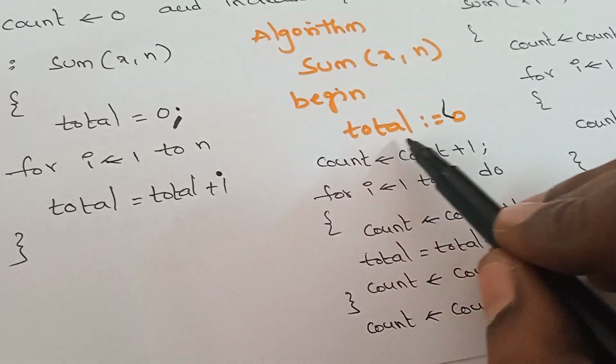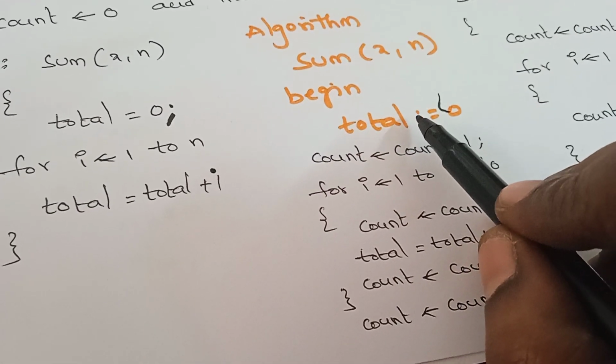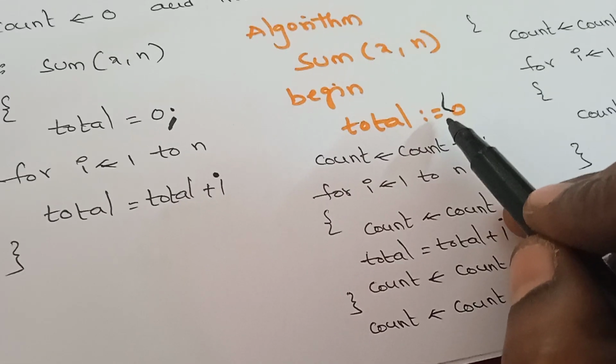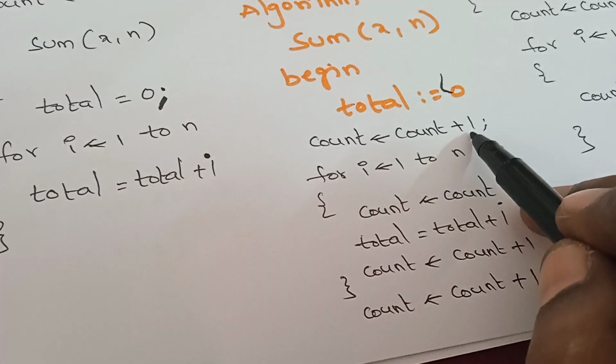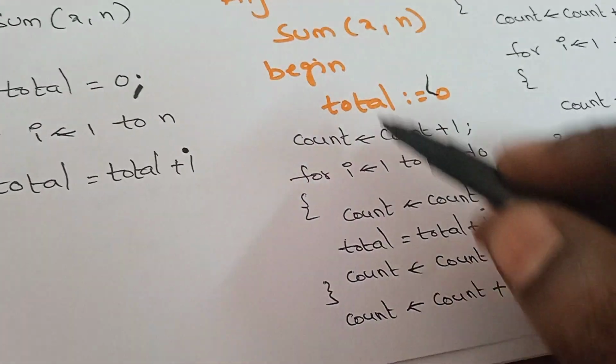Now when I have taken this variable, my SLOC has increased, right? So I need some time to execute this line of code. My count variable has increased by 1. My step count has been increased by 1. Fine. Now come to the next line.